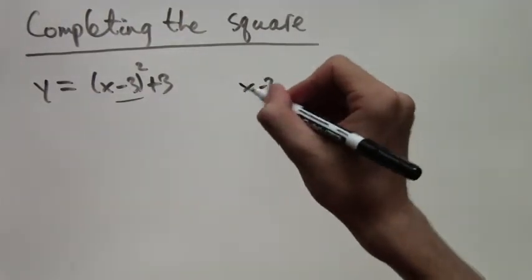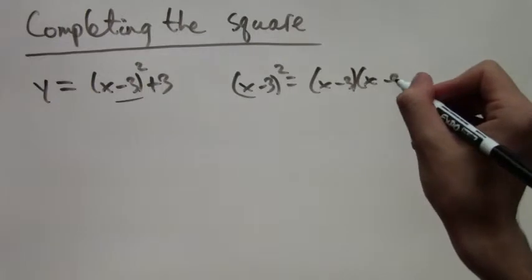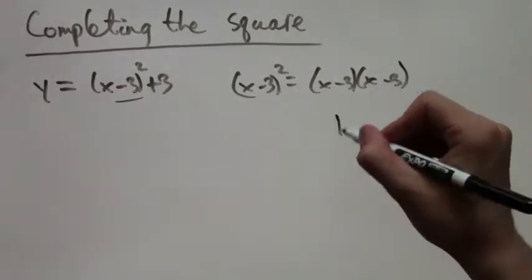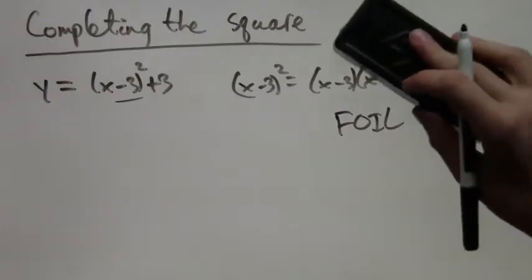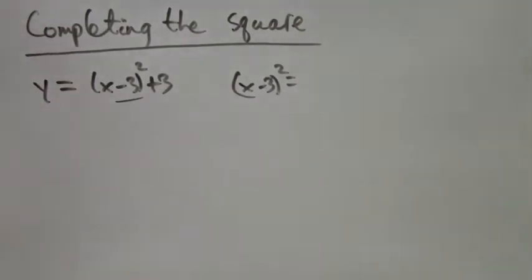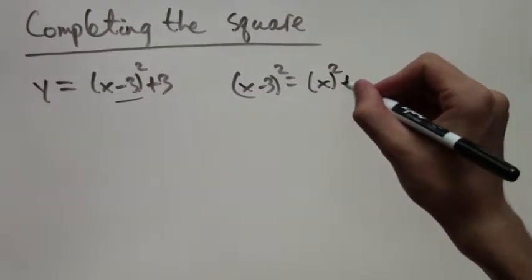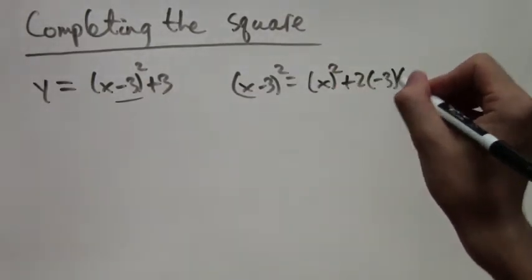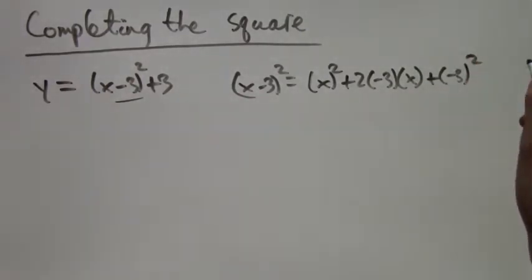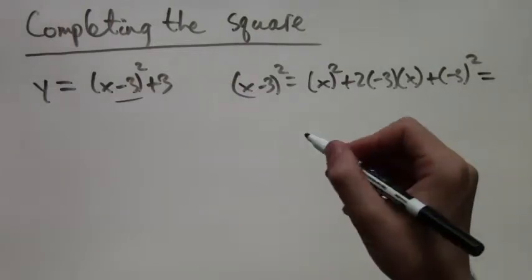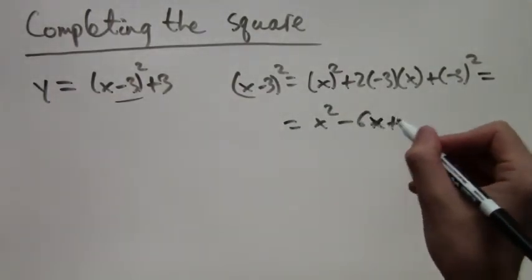And we can expand it. For example, (x minus 3) squared is equal to (x minus 3) times (x minus 3), and we can FOIL that. And then it'll become a quadratic equation in standard form. There's also a way of taking squares, such as (x minus 3) squared, this way. We just have x squared plus 2 times negative 3 times x plus negative 3 squared, which when we simplify, we get x squared minus 6x plus 9.